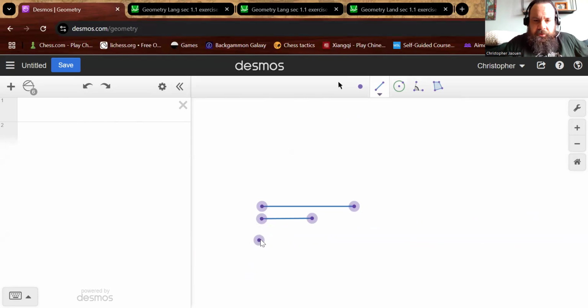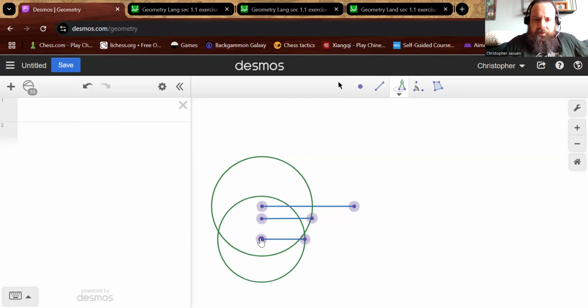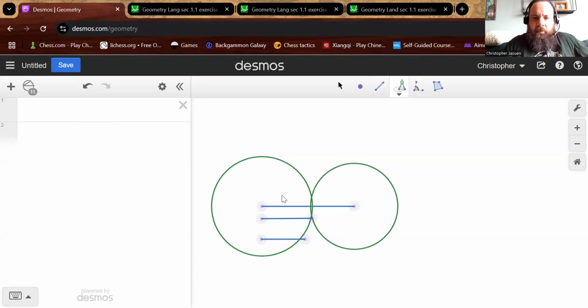So segment, I need a longer segment here. Let's say something that looks like that. Okay, so now I'll go back to circle by length, click here and move the circle up here. Click on this, move this circle over here, and then let's click on line segment again.